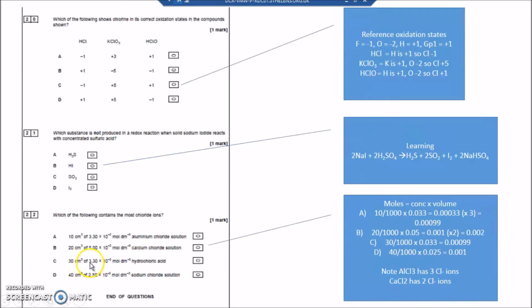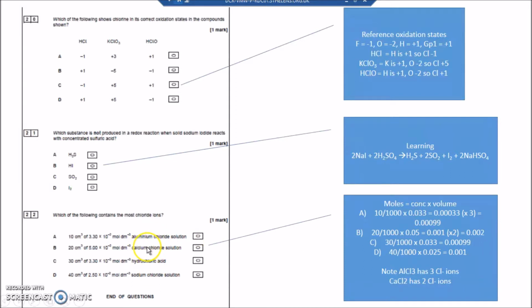30 and 3.3 times 10 to the minus 2. 30 divided by 1000 to get 30 centimeter cubed into decimeter cube, multiplied by the concentration, and same for D, 40 divided by 1000 multiplied by 0.025. Okay, so why have these two got a multiply by 3 and a multiply by 2? Well, you need to know the formula of each of these.